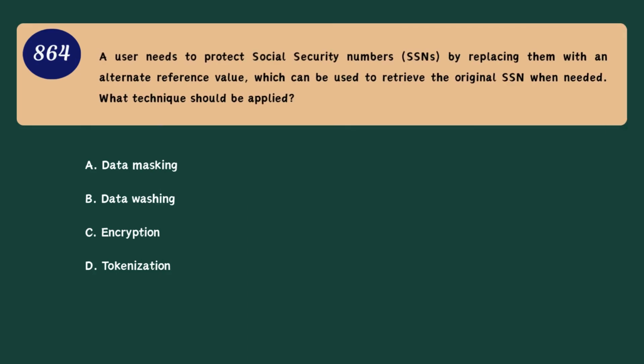Question 864. A user needs to protect Social Security numbers by replacing them with an alternate reference value, which can be used to retrieve the original SSN when needed. What technique should be applied? A. Data masking. B. Data washing. C. Encryption. D. Tokenization.